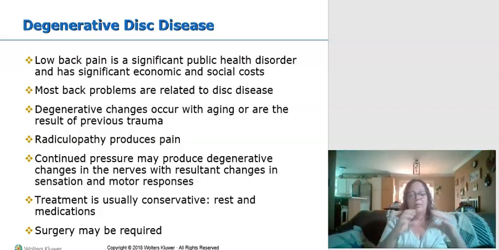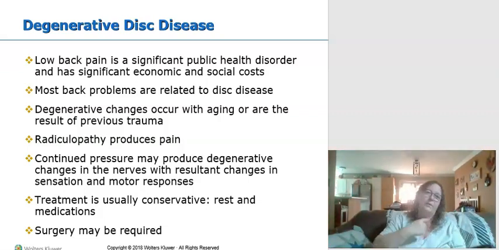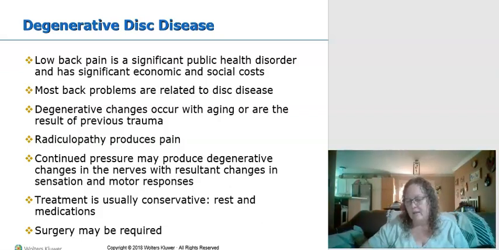As we get older, our discs may dehydrate and start to shrink. This is the cushion between the vertebrae and our nerve roots that come off of those. If they shrink enough, you can get nerve impingement, which can produce pain along that nerve track, pain, numbness, paresthesia. The pain is called a radiculopathy because it radiates from the impinged nerve root. Continued pressure may produce degenerative changes in the nerves with resultant changes in sensation and motor response.